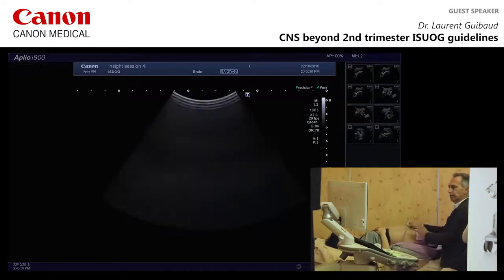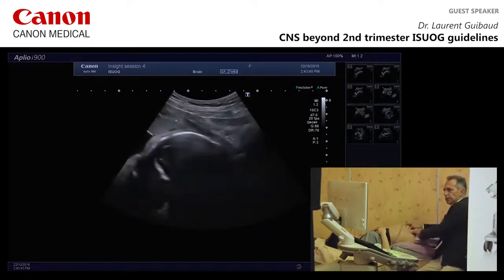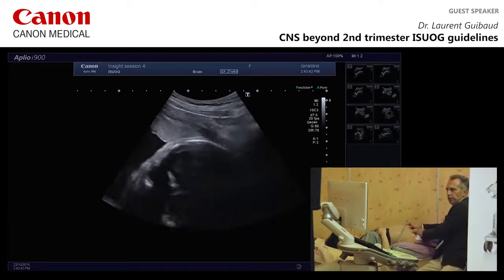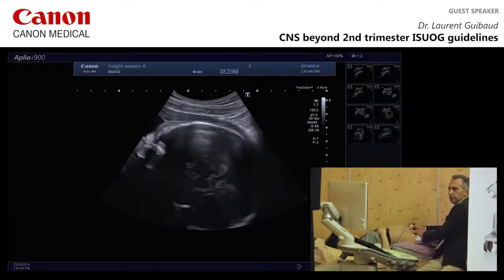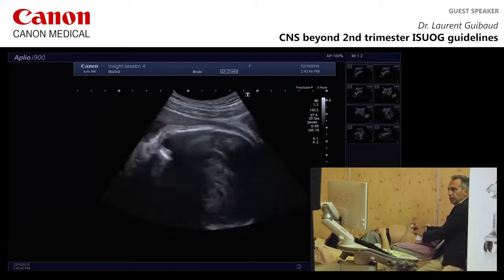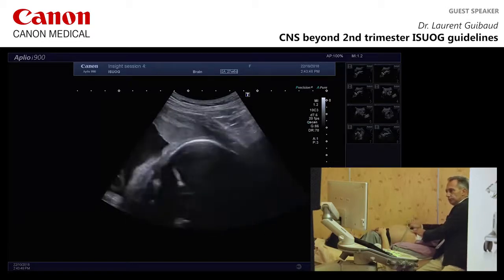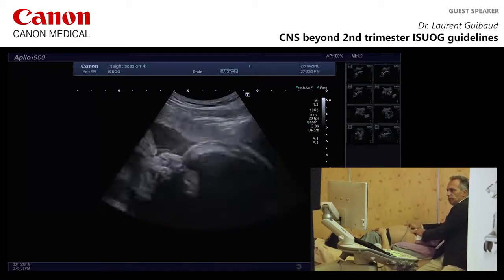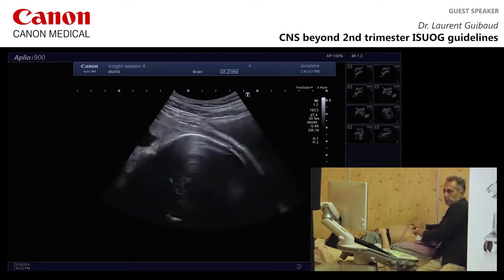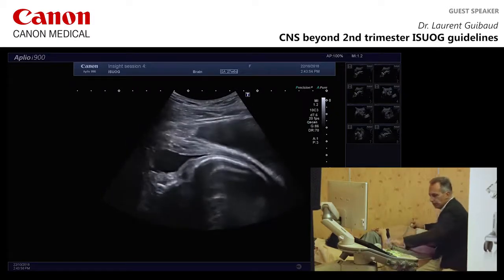Okay? Let's move to the sagittal view, if we can. Yesterday it was difficult. I will see if today it's better. I don't want to press too hard.